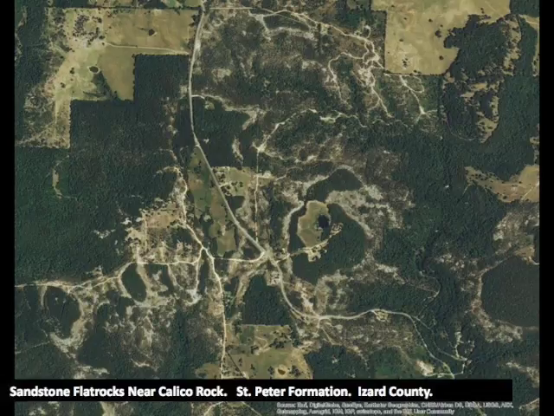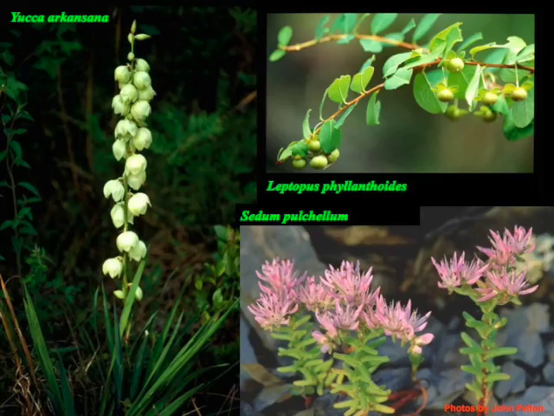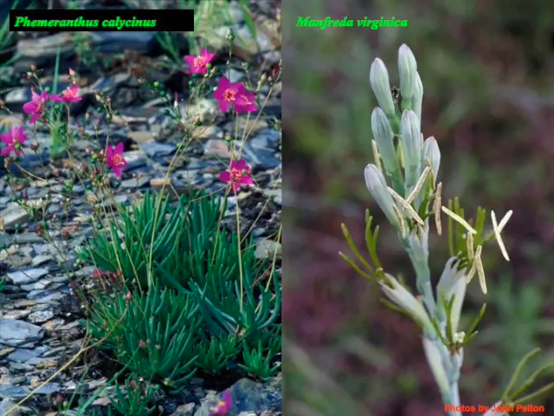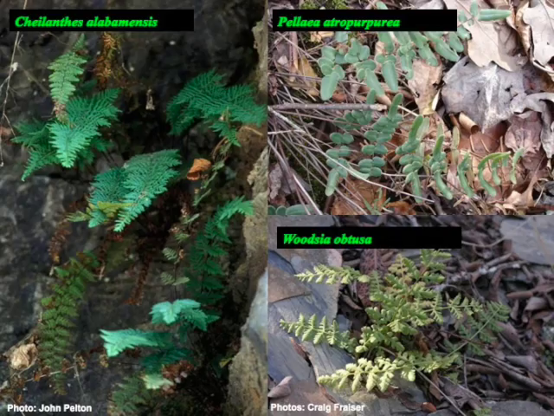Glades, another really important interior highlands natural community. These are rocky, naturally treeless openings in an otherwise forested landscape. They occur on different geological substrates. Each one has a slightly different flora. These are desert habitats. They have a lot of drought-adapted, or people think of southwestern-type species, like yucca, sedum, prickly pear cactus. We have four species of prickly pear cactus in Arkansas in these glades, one of which is very rare, Opuntia nemoralis. Rock pinks, false aloe, typical glade species of plants. Some desert adapted ferns, and some interesting fauna.